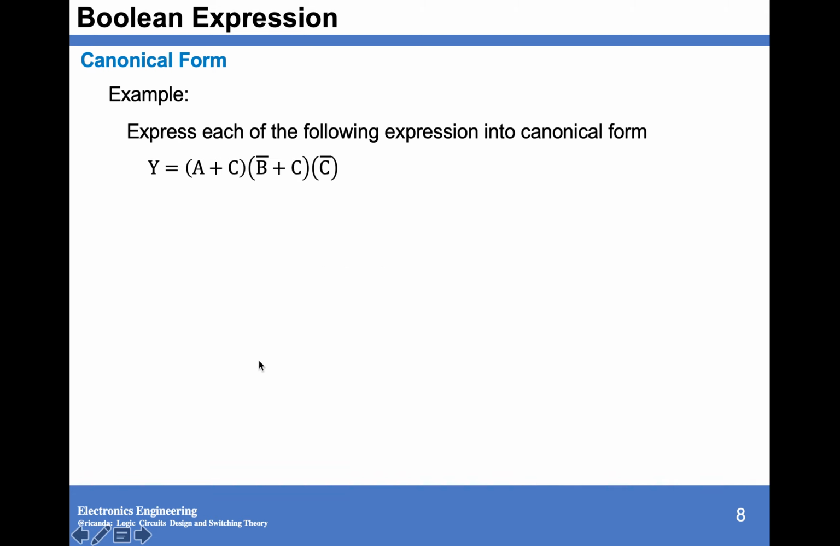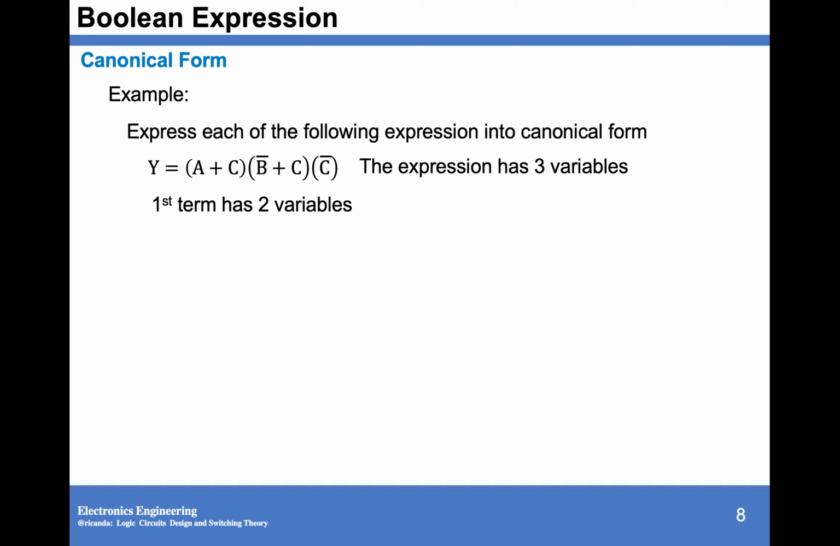For your second expression, it has the same three variables. For the first term, there are only two variables, A and C. The lacking variable is B. We can express B in either true value or complemented one. If we express our B in a true value, we have A or B or C. In a complemented form, we can have A or B bar or C.